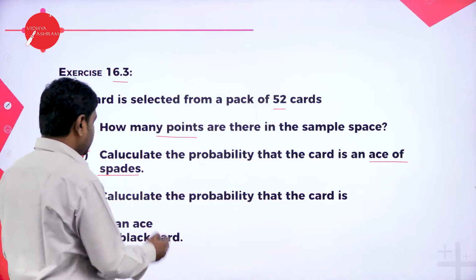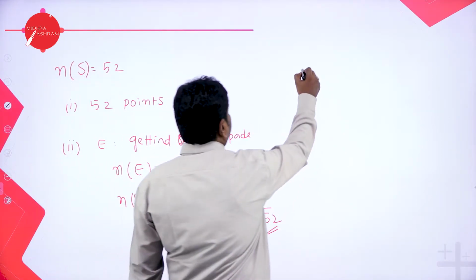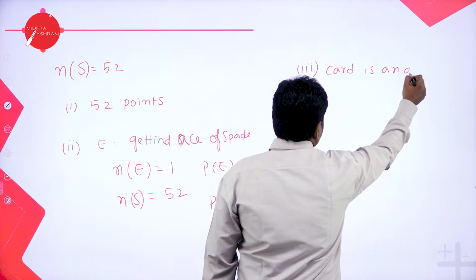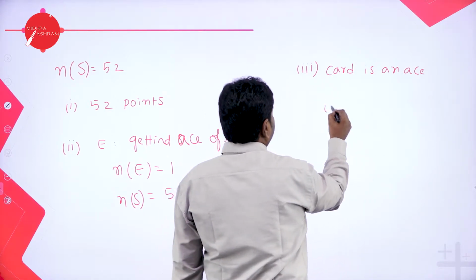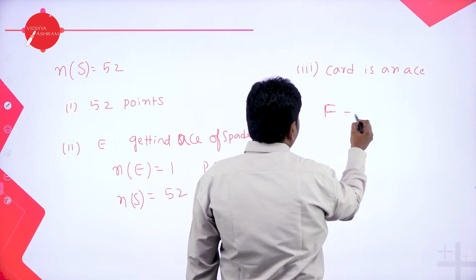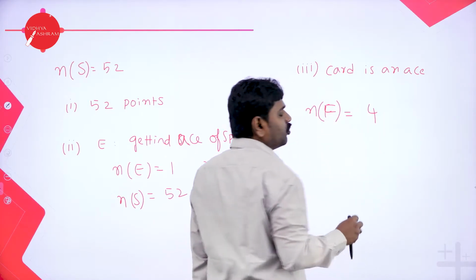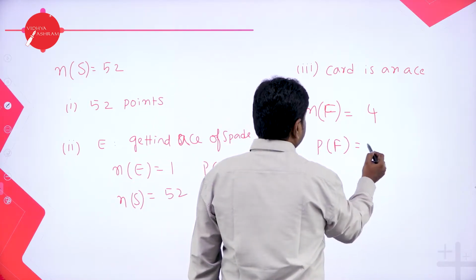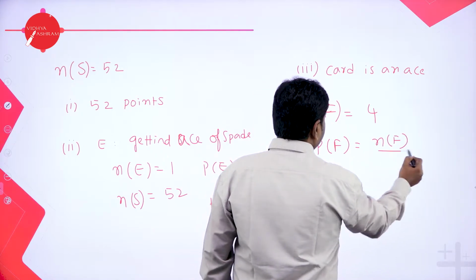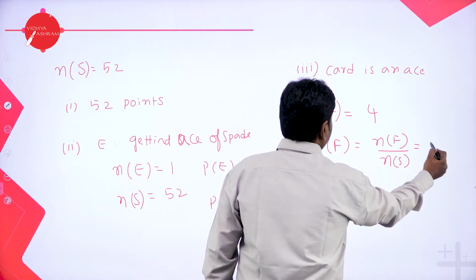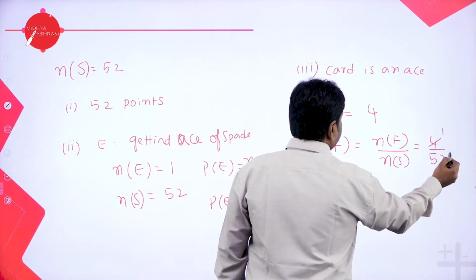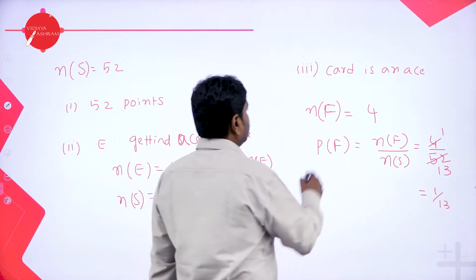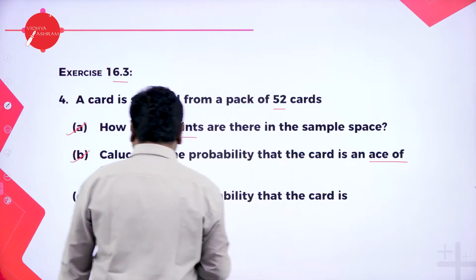Then calculate the probability that the card is an ace. So for the third part, the card is an ace. Say event F: the card is an ace. How many aces are there? There will be 4 aces in a pack of 52 cards. So the probability that the card is an ace is P of F, which is N of F divided by N of S, favorable by total. Favorable we have 4, total we have 52. 4 ones are 4, 4 13s are 52. So 1 by 13. Now we got the probability that the card is an ace, and the next part is the black card.